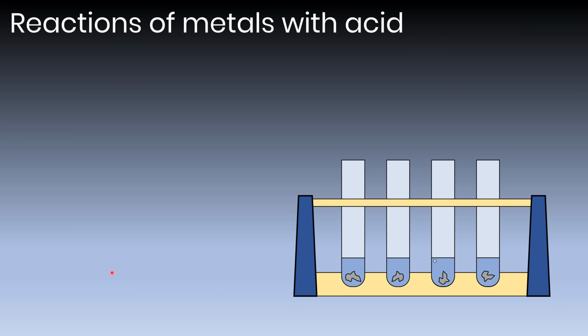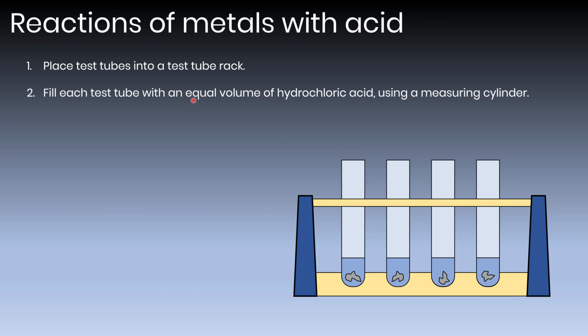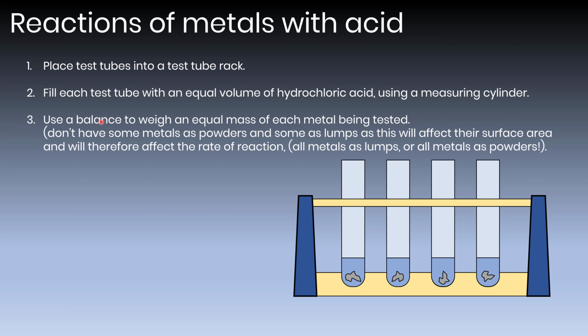Let's describe a method for comparing the reactivity of different metals by reacting them with acid. To begin with, we're going to place test tubes into a test tube rack. And we're going to fill each test tube with an equal volume of hydrochloric acid using a measuring cylinder. Other acids like sulfuric acid and nitric acid would work as well. We're then going to use a balance to weigh an equal mass of each metal being tested.